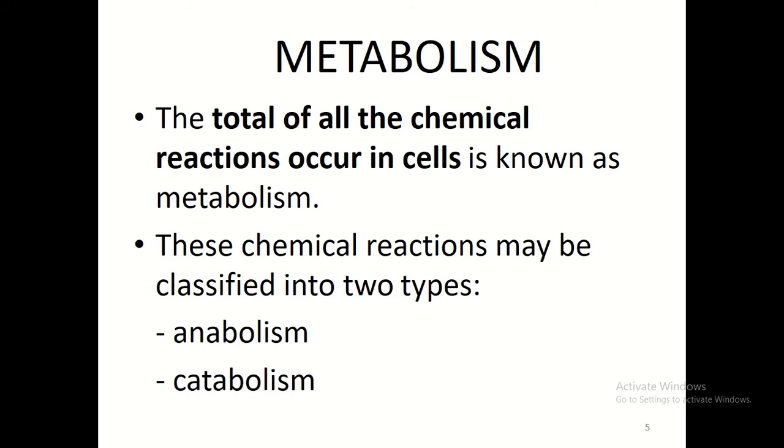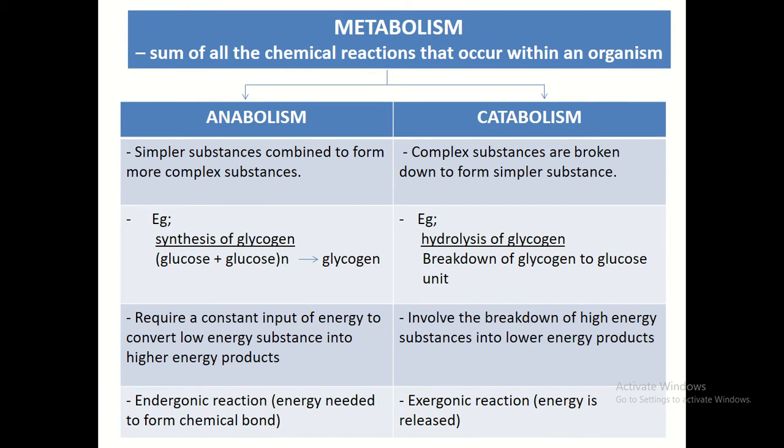So, what is metabolism? Metabolism is the total of all the chemical reactions that occur in the cells or occur in our body. So, these chemical reactions may be classified into two types, which are anabolism and catabolism. So, anabolism is a type of metabolism that will synthesize complex substances from simple substances, in which they will combine the simpler substances to form more complex substances.